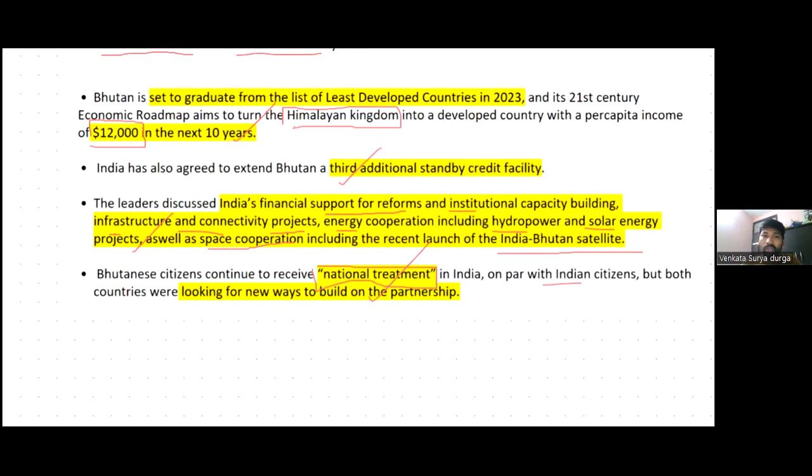Both countries are looking for new ways to build on the partnership. We have been enjoying great levels of mutual trust and cooperation. Both India and Bhutan are looking forward to building on the existing partnership so that both can enjoy the bilateral relationship for each other's benefit. This is all about the India-Bhutan relationship and the security issues for India from the Bhutan-China border deal. Now let's look into the next news article for discussion today.